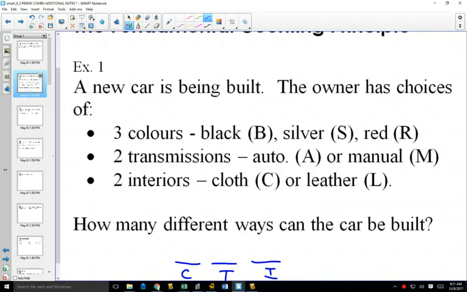How many choices for color do you have? 3. Choices for transmissions, 2, and 2 for interiors, and you multiply them together. There would be 12 different ways that your car could be built. Now you probably have way more choices than that if you actually go to a dealership, because most cars come in more than just 3 colors.